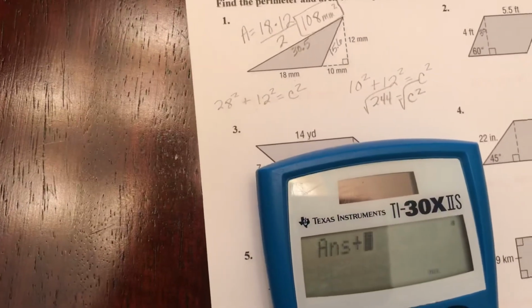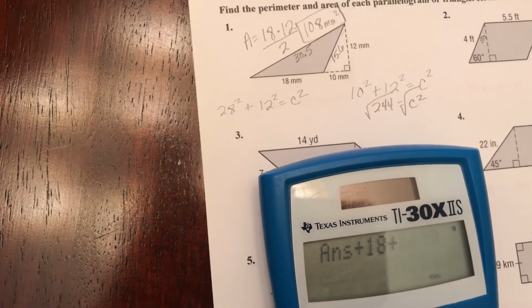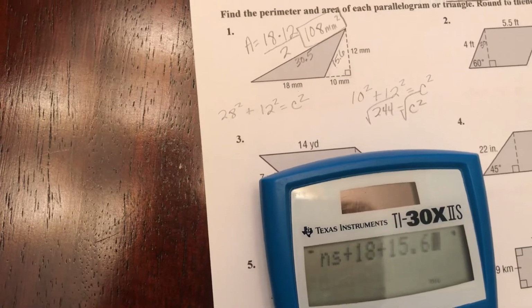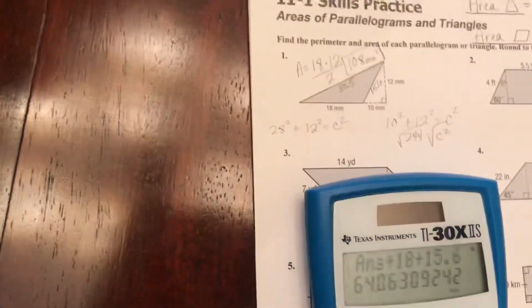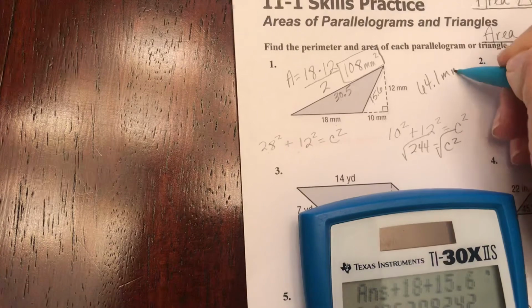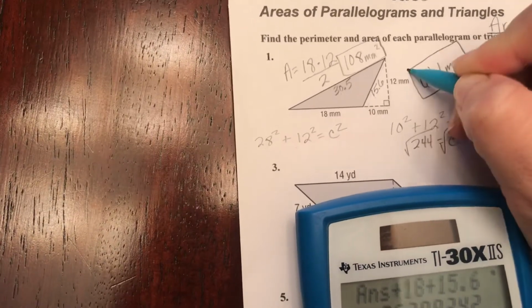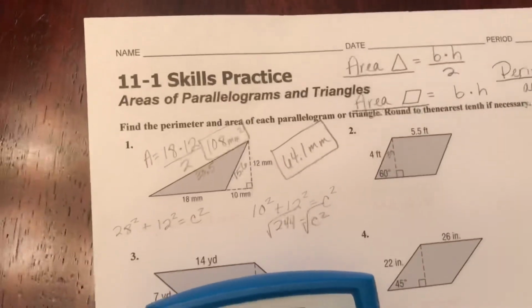So I already had the 30.5 in there, plus 18, plus 15.6, and we get 64.06, which is 64.1. And that's the answer: 64.1 millimeters for my perimeter. Okay, so that's number 1, and I'm going to work number 2 in the next video.